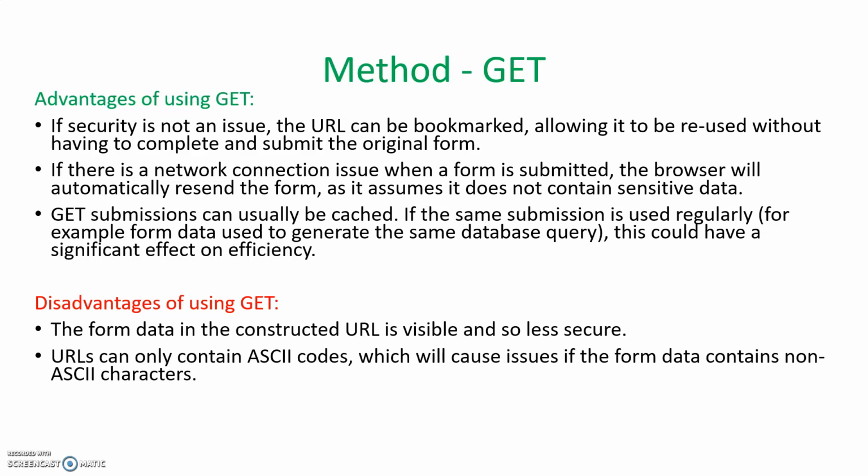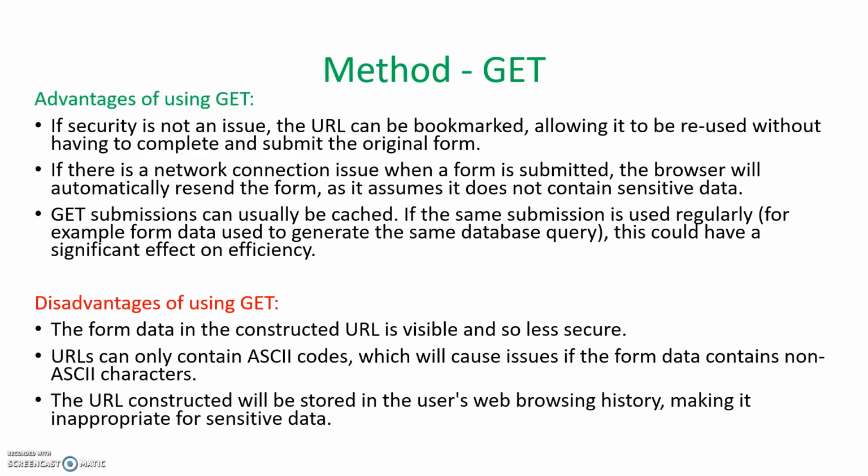Okay, also URLs can only contain ASCII codes, obviously depending on what type of browser you're using and how the web pages are set up. But for the most part, they're using ASCII codes, which means that if you're creating a form and the form perhaps has some input in it which wouldn't be an ASCII code, that can cause an issue because the URL won't be able to pass that information on. It can corrupt data at the other end. So that's another disadvantage of using GET.